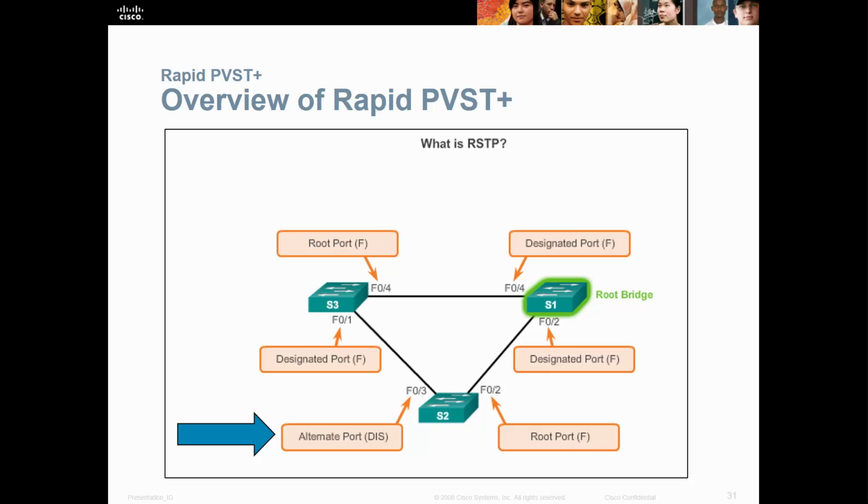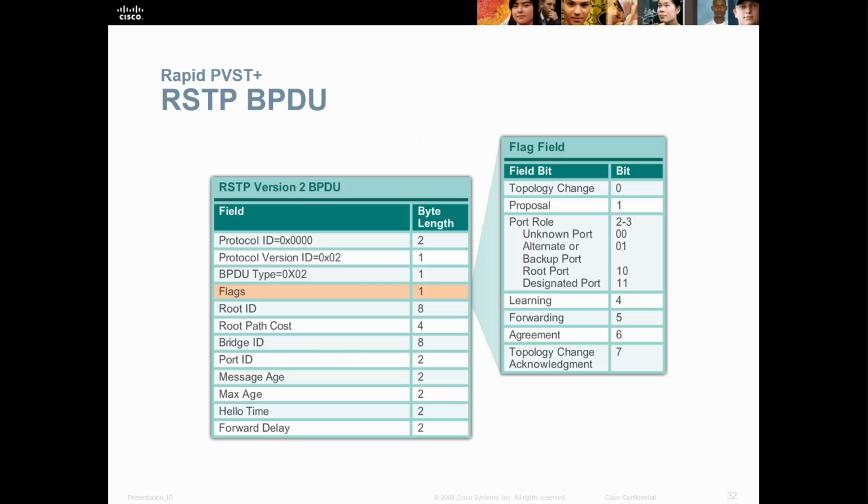Again, here we have root ports, designated ports, and instead of non-designated ports, we're going to call it an alternate port. They keep changing the names, but the concept still stays the same. The alternate port will be the port that's disabled.